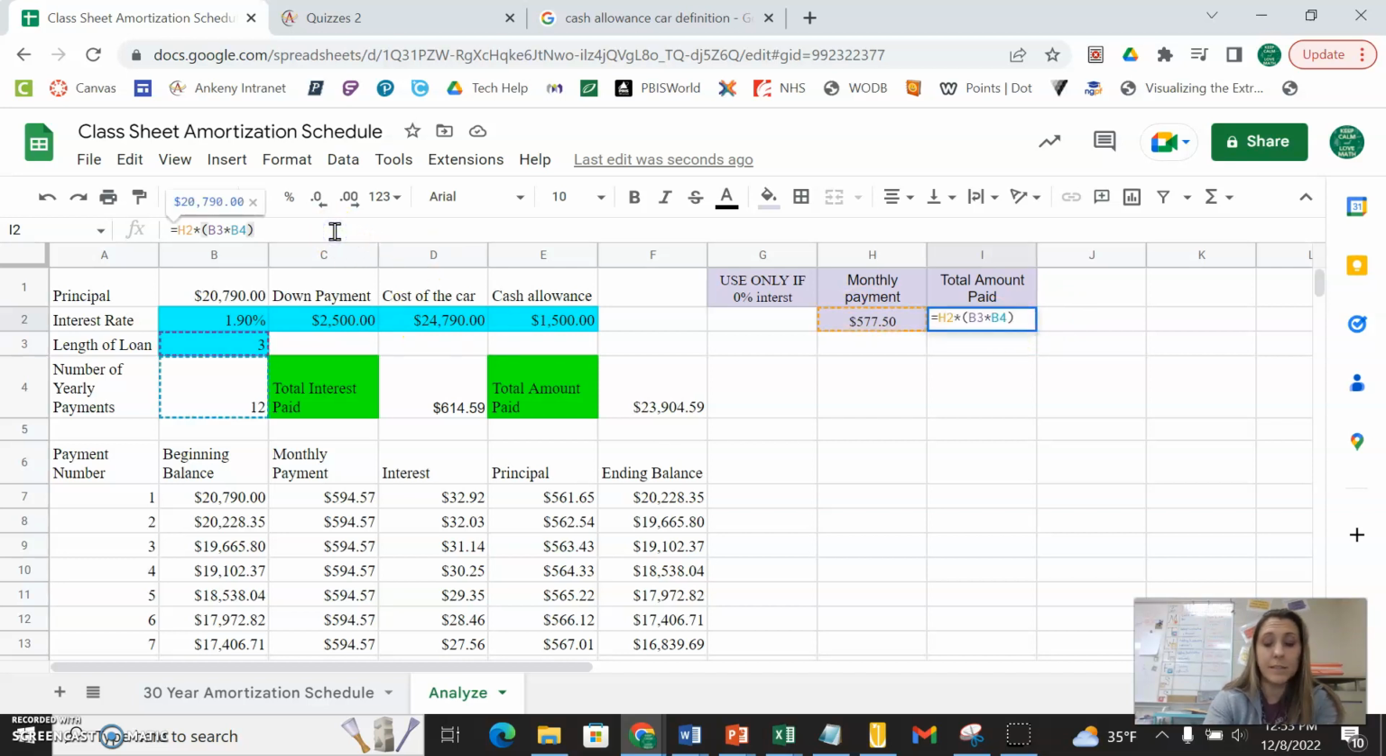Then what we want in here, the total amount paid is going to be this monthly payment times the length of the loan. And then that's how much she'll totally pay. Oh, whoops, I forgot something. So you guys are getting this live. Plus her down payment. Okay, and so that's how much she totally paid for the car.